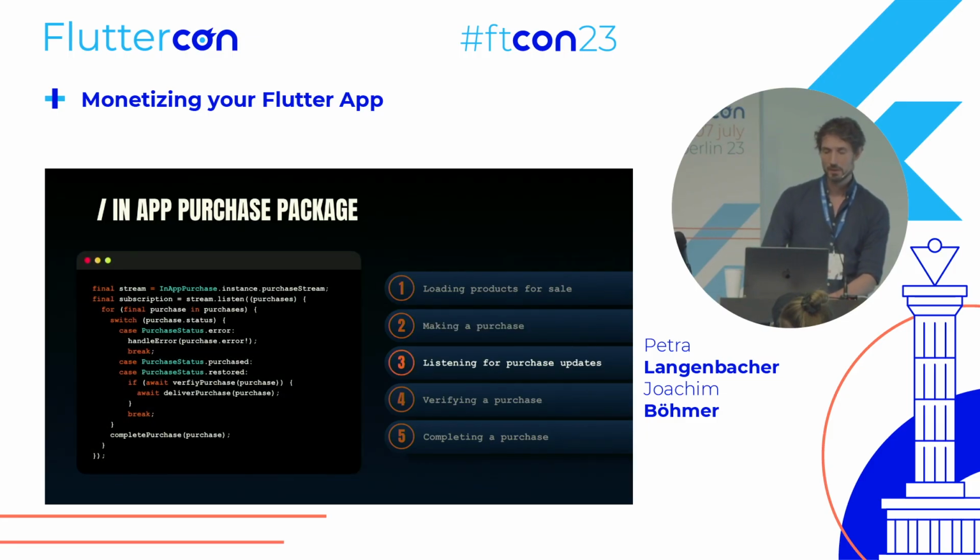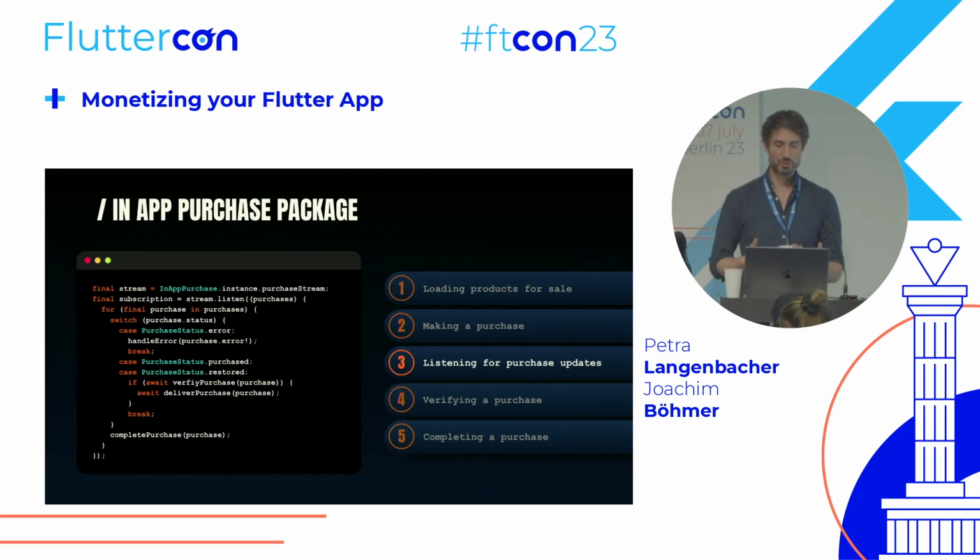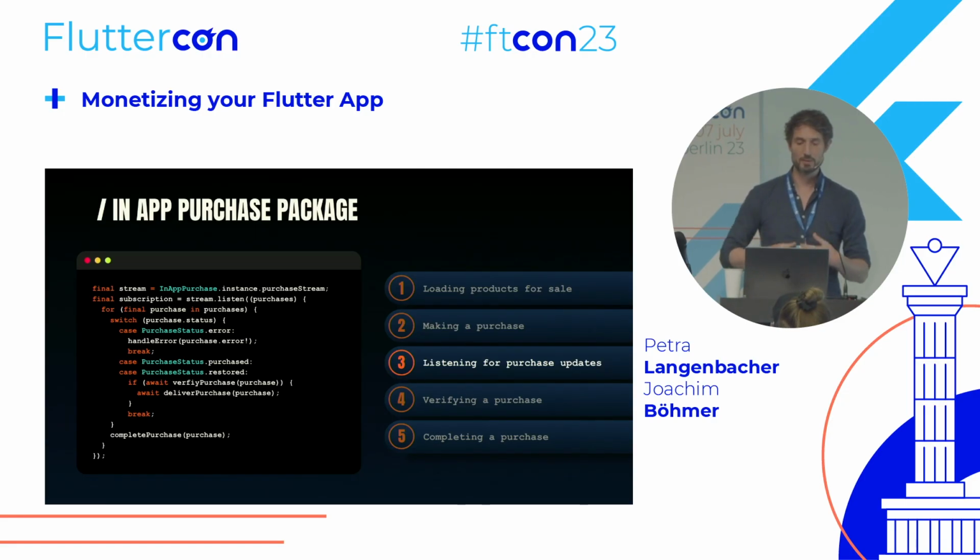Everything else, all the other updates of the purchase status, are obtained by listening to the purchase stream of the InAppPurchase instance. Each status update will emit a list of purchase details that you can iterate over to get the status of each purchase that is currently running and in process. The status of each purchase can either be an error, which is probably what you want to handle in some form and bring up a corresponding dialog to the user, or it can be purchased or restored, in which case you want to verify the purchase and deliver it to the user.